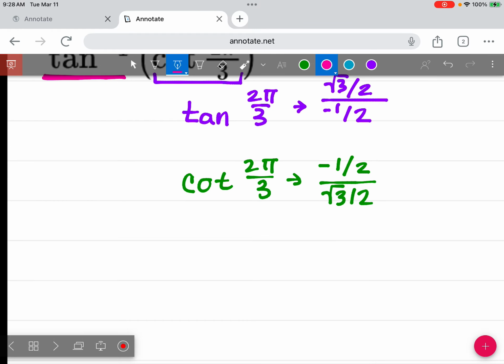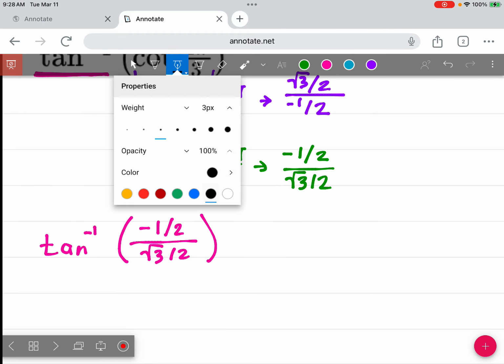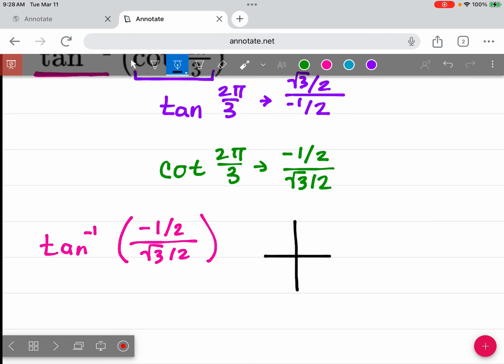Because now what we're asked to find is the inverse tangent. So for our inverse tangent, we want to know what angle is going to have the ratio of negative 1/2 over root 3 over 2. By not simplifying it, it's actually easier to find, because looking on our unit circle with tangent and sine, we look at our right half.